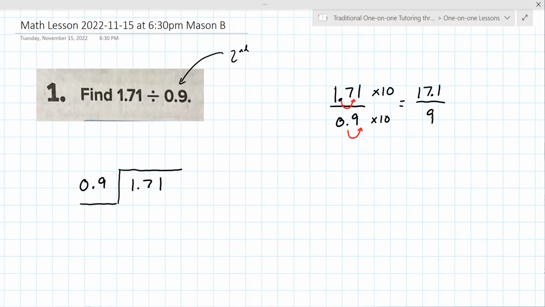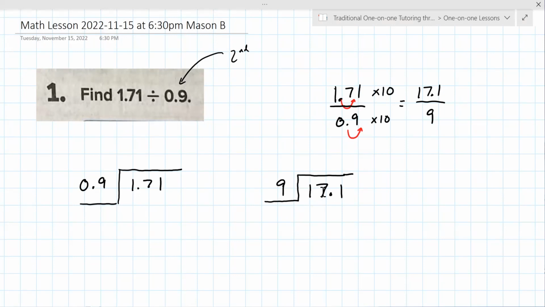Mm-hmm. Okay. Now what that does is it changes your division problem now to a whole number on the outside. And that's exactly what you want here. So we change the problem from 1.71 divided by 0.9 to 17.1 divided by 9. And that's what you want. You want a whole number outside the house when you're doing the division.